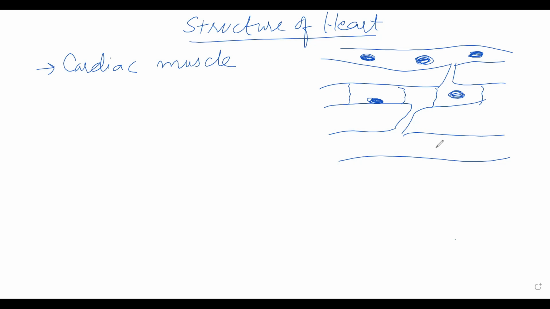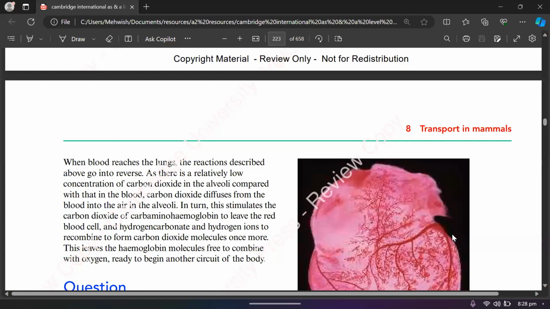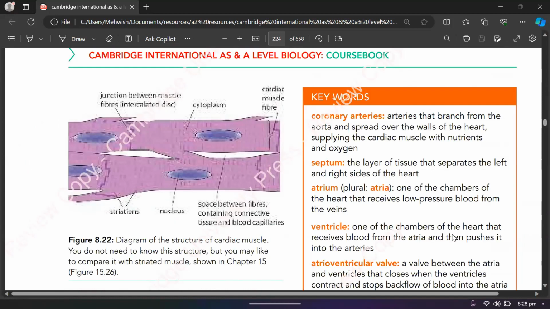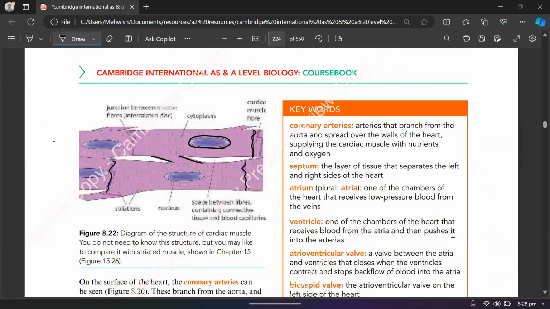If I show you from your book, you can see that your book will also show these intercalated discs in the muscle fibers. These are the cardiac muscle fibers, as you can see here, and they have intercalated discs present on them. These are the intercalated discs that you see here, and they are not cell membranes separating the cells from one another. And these are their nuclei. These are the branches that are connecting the cardiac muscle fibers together. And they have many nuclei present in each muscle fiber, as you can see here.